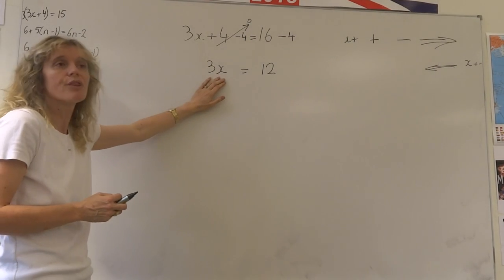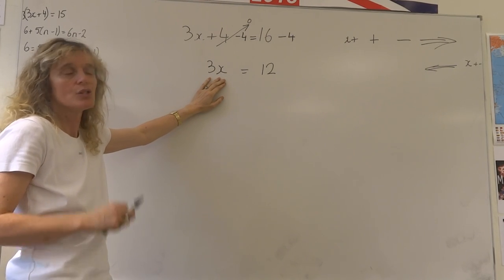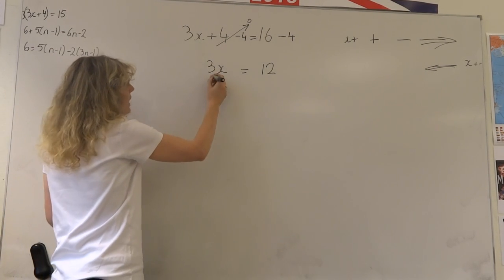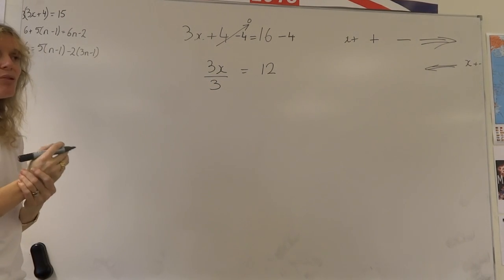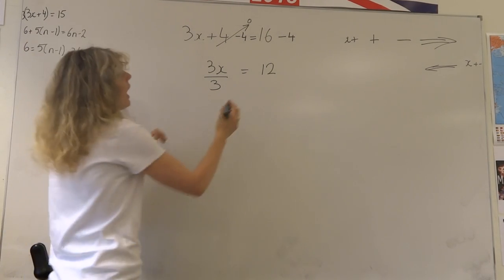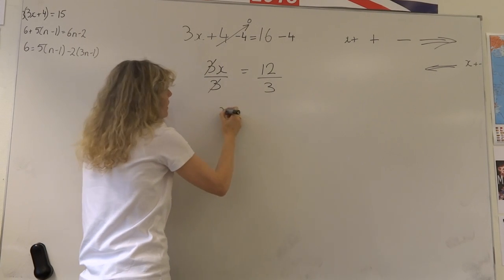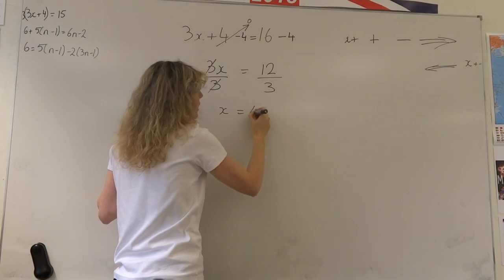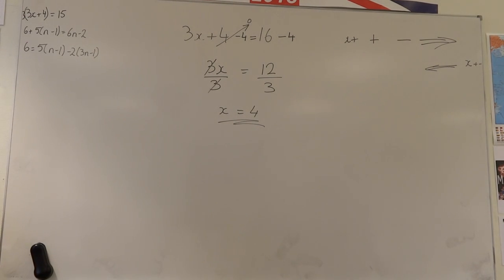I don't want to know what 3 lots of x are, I want to know what 1 lot of x is. So to get rid of the 3 in front of the x, I could divide this side of my equal sign by 3. 3 divided by 3 would give me 1x. If I divide this side of the equal sign by 3, I have to do it to this side as well. So 3 divided by 3 is 1, giving me 1 lot of x is 12 over 3, which is 4. Which of course is the same answer we got with covering our hand over.